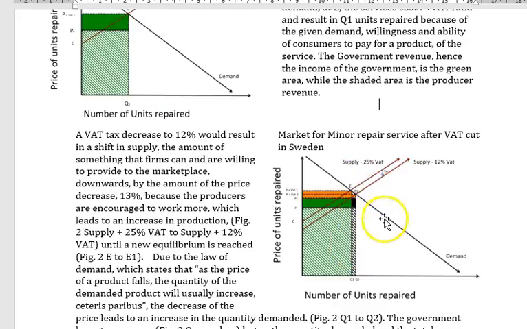Then when you lower the tax, then you have these different boxes here where the government loses some tax revenue, but they also gain a little bit of tax revenue because the sales are increased. So they now get a lower tax percentage, but they get the 12% of a bigger sale or bigger quantity.